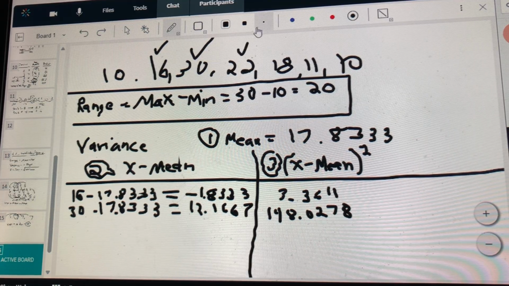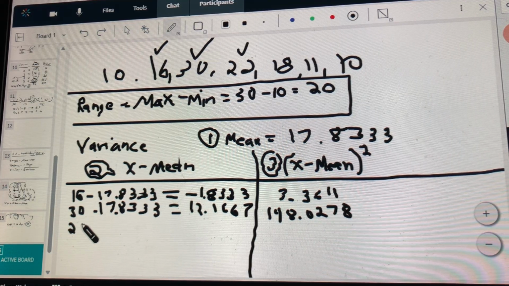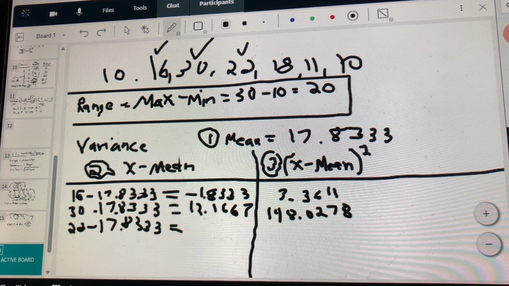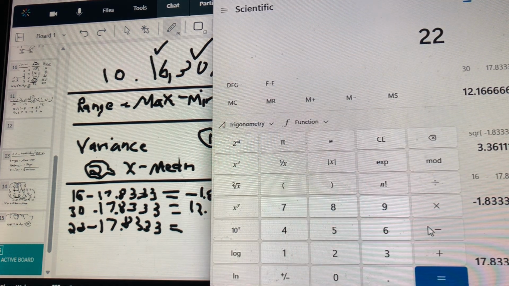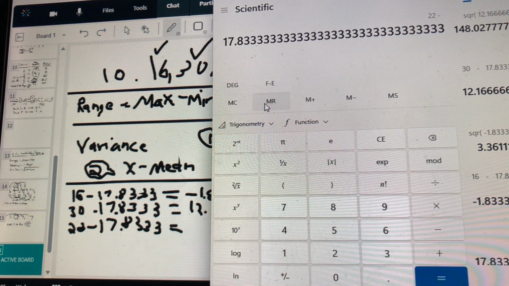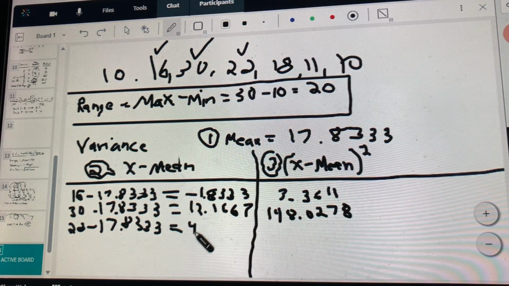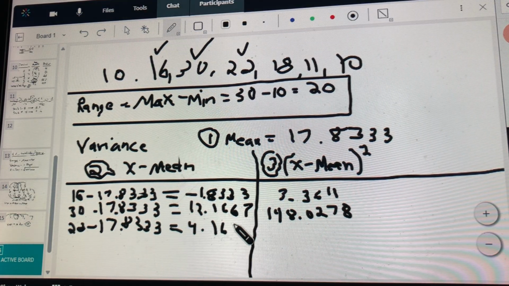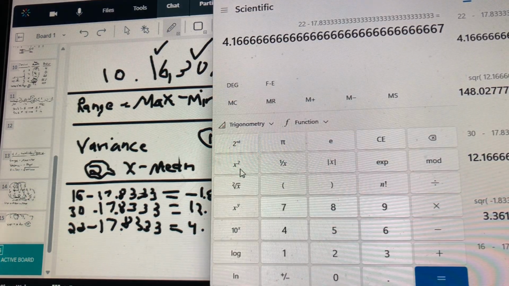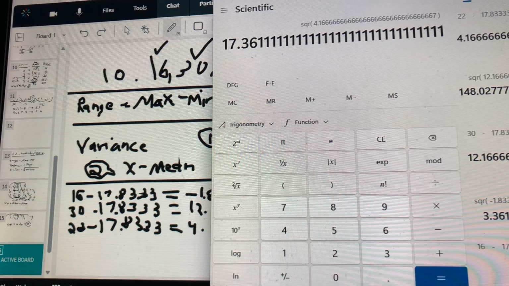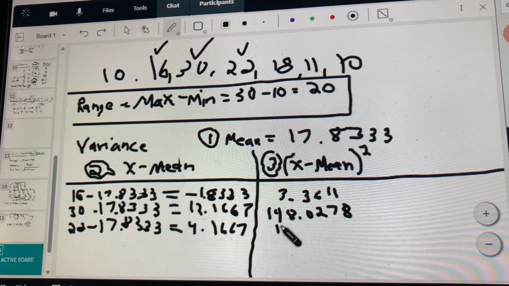The next digit is 22 minus our 17 number. 22 minus memory recall is 4.1666. I'll make that 667, and now square it. 17.3611.